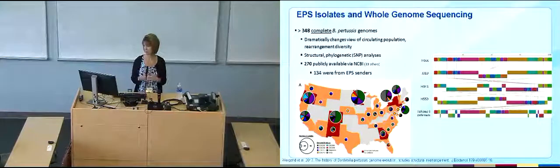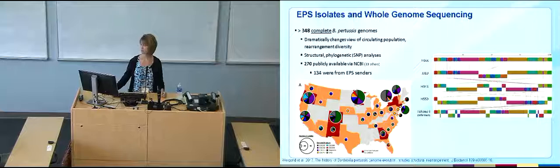So the other thing this demonstrates is that the structure of pertussis varies geographically. You can see that circle is made up of different colored pieces of pie. So you see quite a bit of variation in the genome structure geographically.